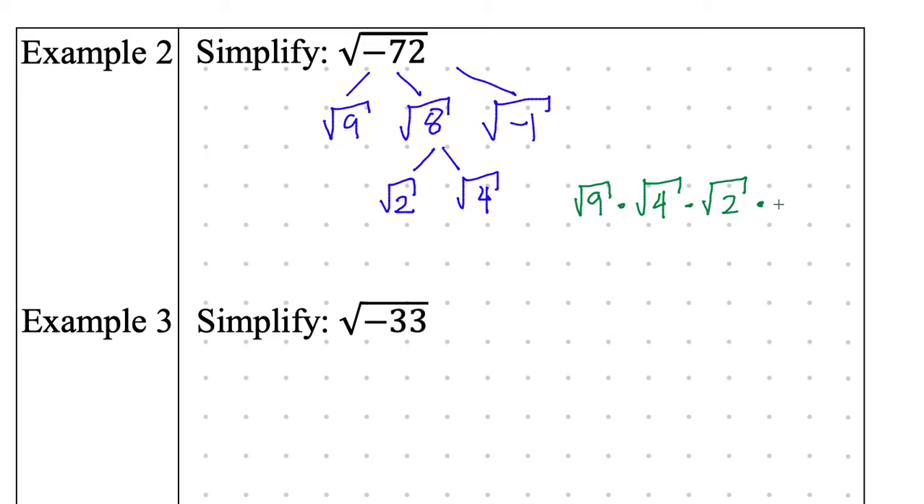And the square root of 9 is 3. The square root of 4 is 2. And you can't do any square root for the 2, so it'd be 6i square root of 2.